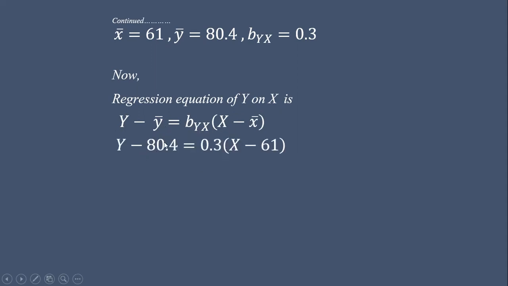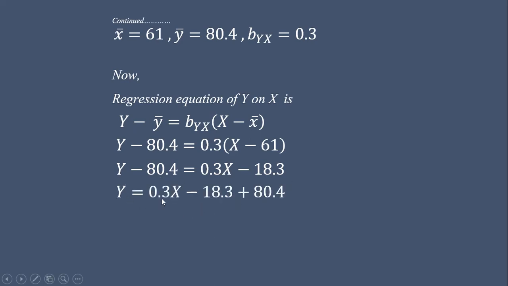Only we have to substitute these values. Y bar is equal to 80.4, byx is equal to 0.3 and x bar is 61. So multiplying inside we get y minus 80.4 equals 0.3x, 0.3 into minus 61 is minus 18.3. Now we transfer minus 80.4 to this side. So we get y is equal to 0.3x minus 18.3 plus 80.4. Addition of these two, y is equal to 0.3x plus 62.1. Okay, so we get the regression equation of y on x: y is equal to 0.3x plus 62.1.